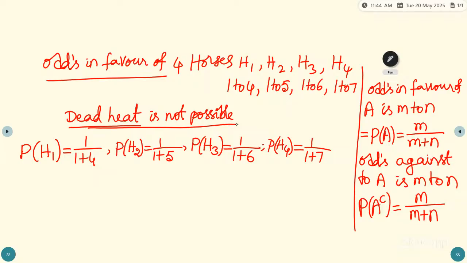What type of events are these? Only one will win, the remaining will lose. What type of events? Mutually exclusive.